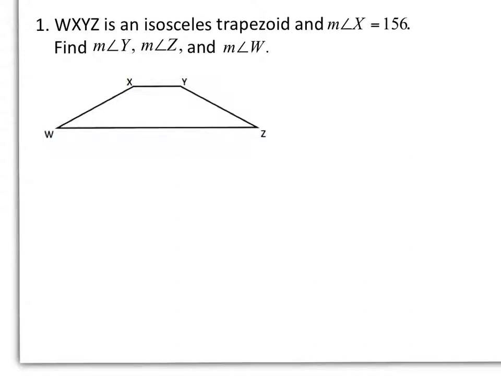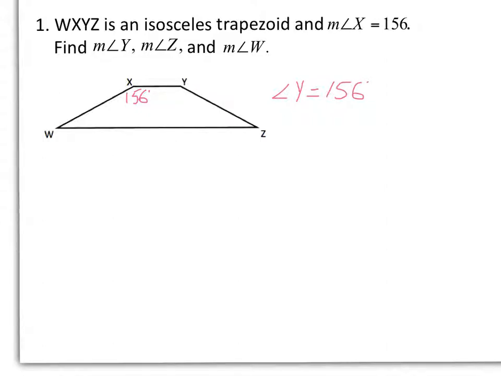All right, let's look at number one. We have WXYZ is an isosceles trapezoid, and the measure of angle X is 156 degrees. We want to find the measure of angle Y, angle Z, and angle W. So let's mark that angle X is 156 degrees. Well, since it's an isosceles trapezoid, our base angles are congruent. So that means angle Y is 156 degrees.